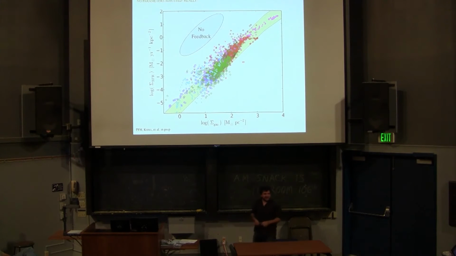So the input efficiency is 100% per freefall time. Sure. Well, if you do no feedback simulations, you get 50% per freefall time. You'll always get order unity per freefall time absent feedback on a galactic scale. Locally, sure, you could make it 1%, you could make it 100%.